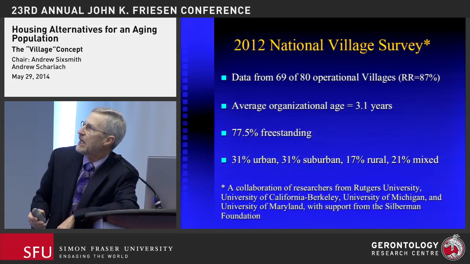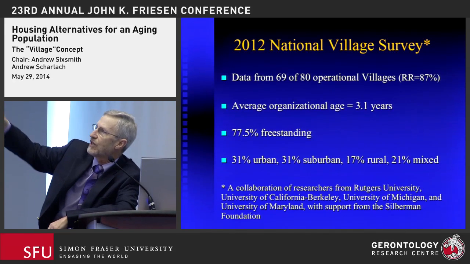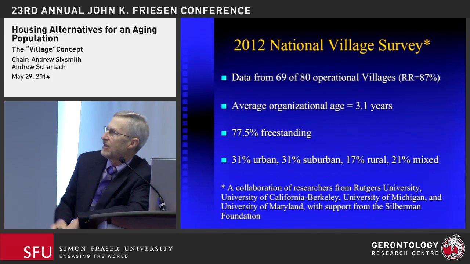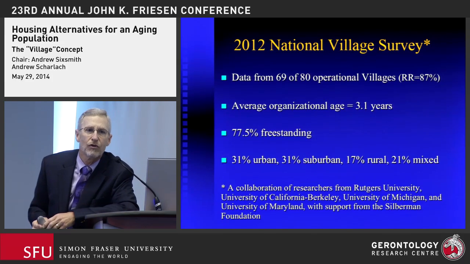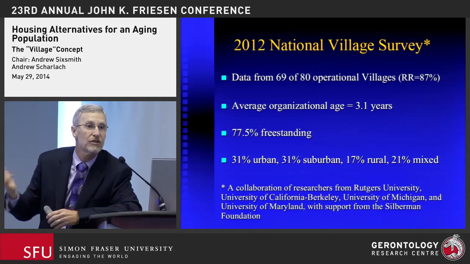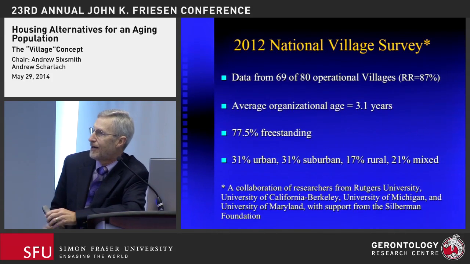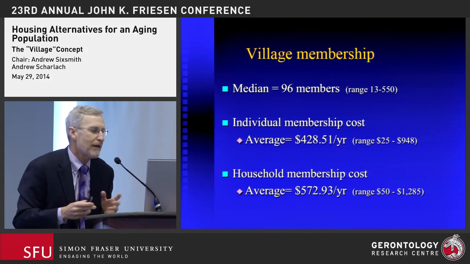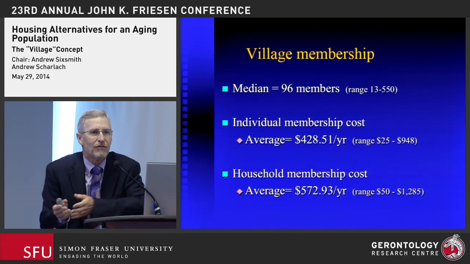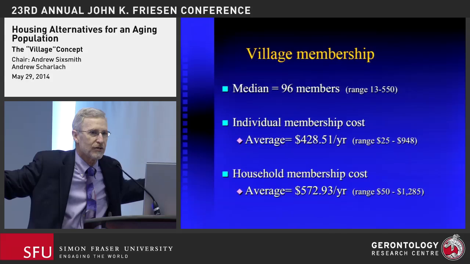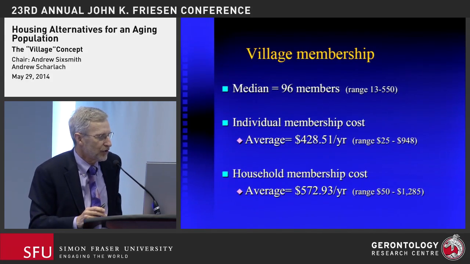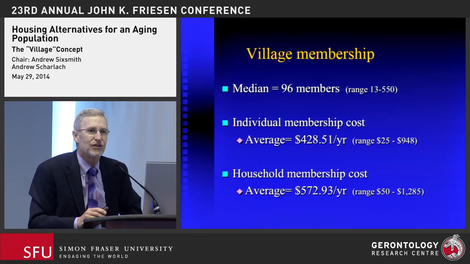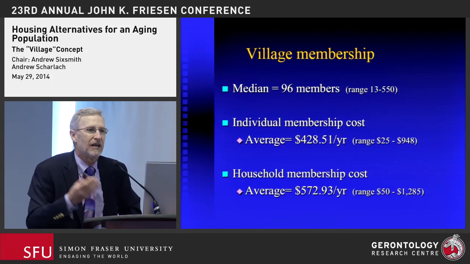Looking at villages in the United States, I won't go through too much of the details, but they're pretty new. Half of them have been formed in the last 3 years. Where they're located is pretty representative of where seniors in the United States are located. The average village has about 100 members, but there's tremendous variation. Some are very small and just growing, some are quite large. They probably max out at about 550. Beyond that, it just gets hard to really call it a network or a community.